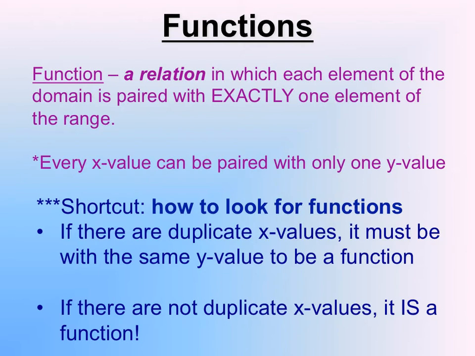Now the starred stuff are just different things to maybe help you identify these, maybe in easier wording. So if you want to include that, you can. First star basically kind of just summarizes what we just read. It basically says that every x value can be paired with only one y value, which means if you have an x like 2, then it needs to be with a specific y value. Shortcut for how to look for functions is if there are duplicate x values, so if you have the same x value twice, it has to be with the same y value to be a function. And also it says if there are no duplicate x values, then you automatically have a function.